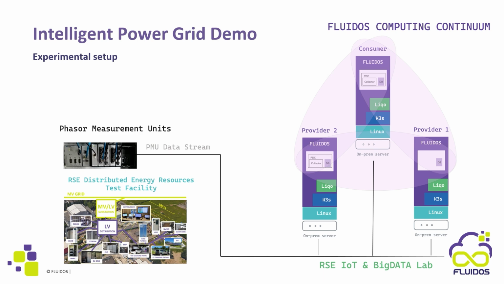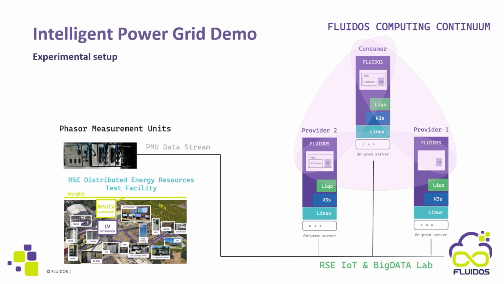Phasor data concentrators, PDC, collect electrical quantities, such as voltage, current and frequency from the phasor measurement units within RSE Distributed Energy Resources Test Facility. PDCs are composed by two key components: a collector part which gathers real-time data from PMUs and a database part which stores PDC configurations for efficient management.